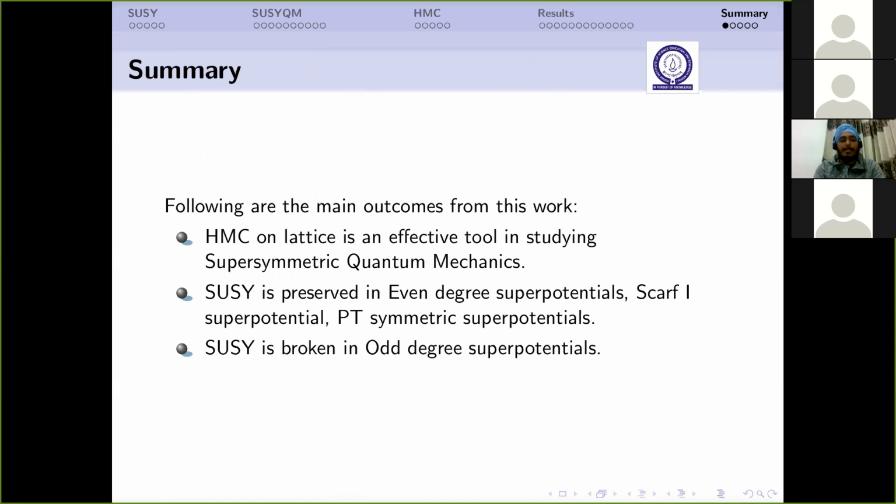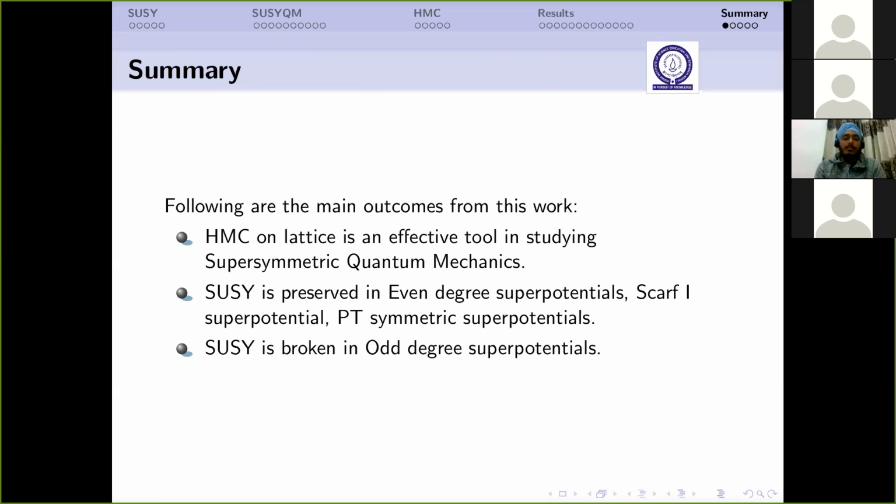We say that HMC, the hybrid Monte Carlo on the lattice, is an effective tool in studying supersymmetric quantum mechanics, though with some limitations in the PT symmetric cases. But in coming time we might look to improve that Monte Carlo so that we can simulate the other sector that is left, where Monte Carlo is actually not working.